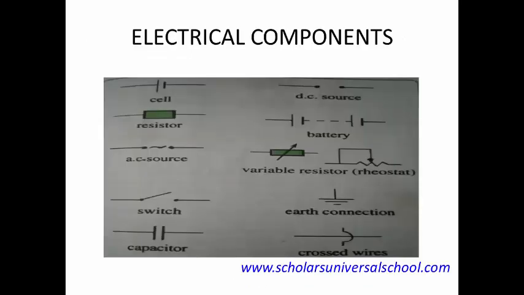Now, these are examples of the electrical component and the electrical symbol. You can see the electrical symbol for your cell, electrical symbol for your resistor, that for your battery, for your switch, for your capacitor. Now, every one of those components, every one of these diagrams, would be used to represent all these components in an electric circuit.